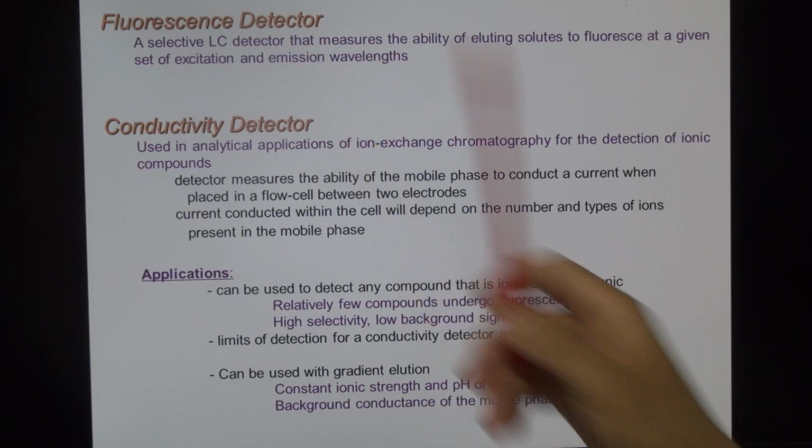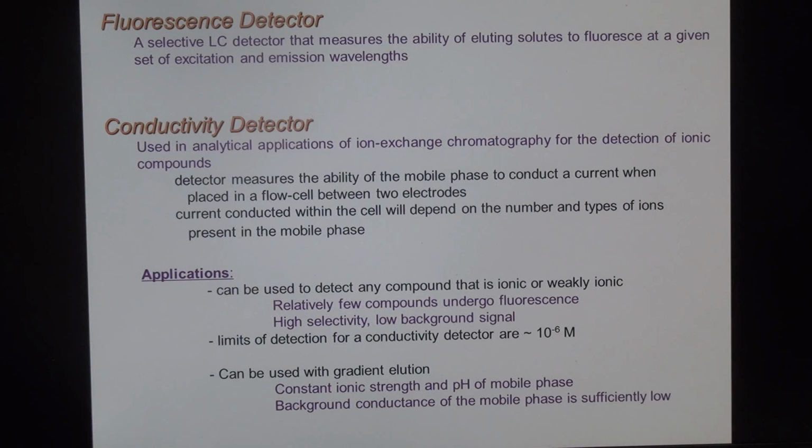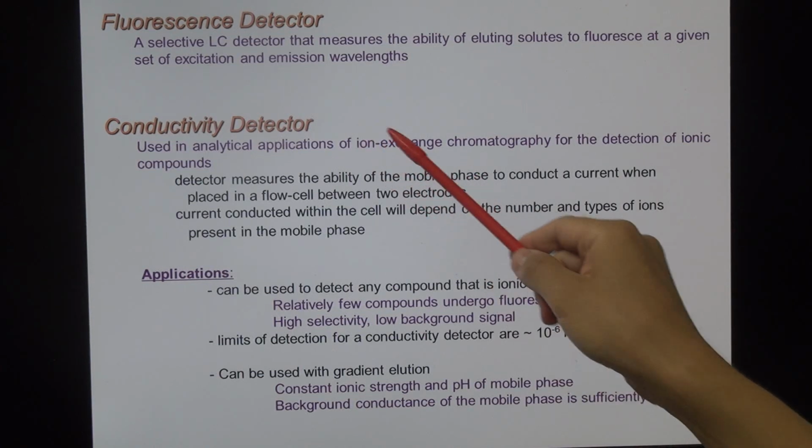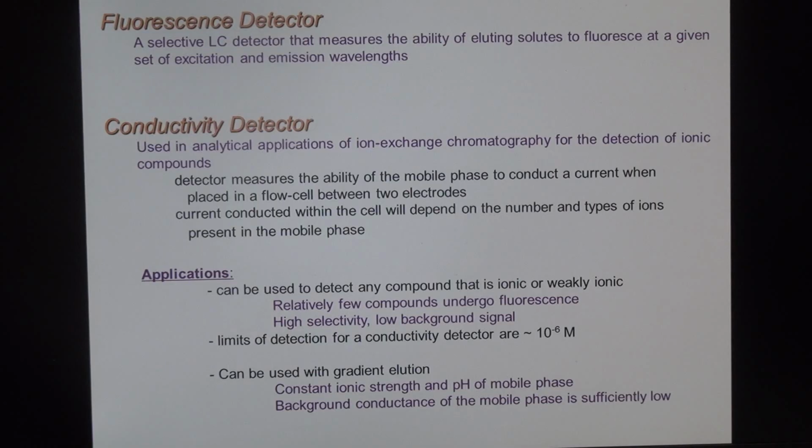For the conductivity detector, we measure conductivity, especially when we measure ions. Ions can generate current, right? So we can detect a change of conductivity if there is a certain analyte. This is pretty much it. The rest of it you can read on your own, and this is the end of chromatography.